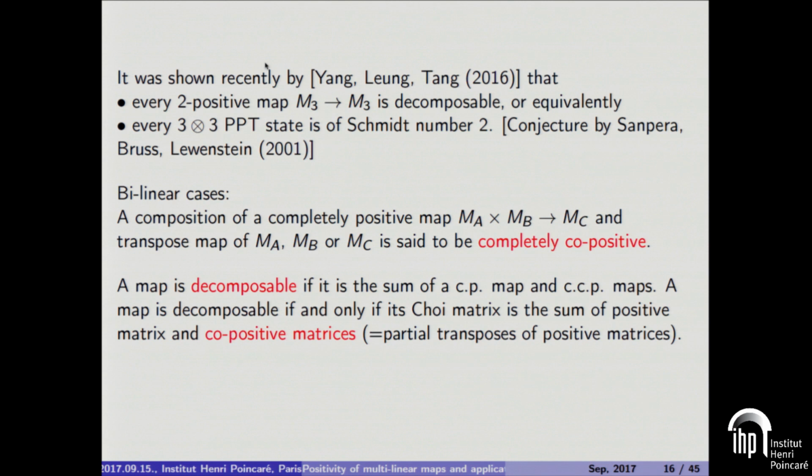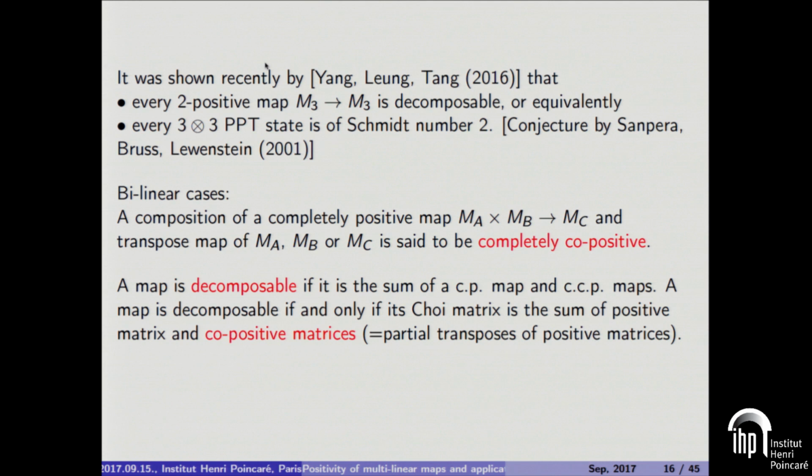Okay, then what about the bilinear map cases? We have to define first of all what decomposability is in the bilinear maps, and we have to define what complete copositivity is. Then we say that the composition of the transpose map on the A party, B party, or C party is said to be a completely copositive linear map.